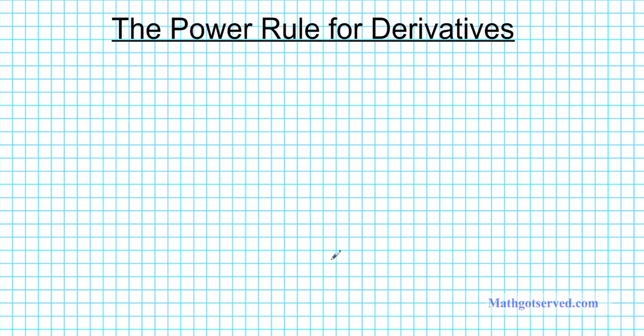To get started, let's take a look at what the power rule is for derivatives. So let's write this down, the power rule. If y is equal to x to the n, then the derivative dy/dx is equal to n times x to the n minus 1. All you basically do when you are applying the power rule is you bring down the power, make it a coefficient of x, and then subtract 1 from the power. So, n times x to the n minus 1.